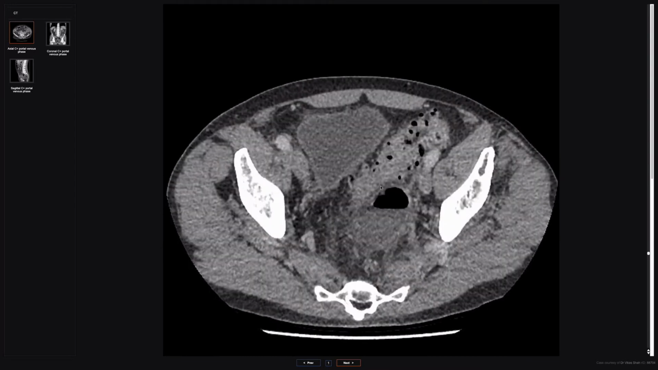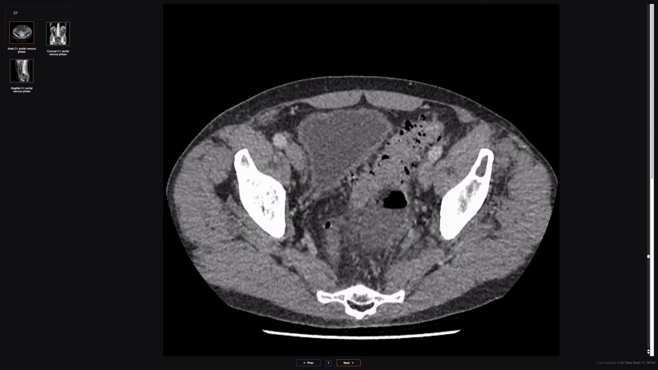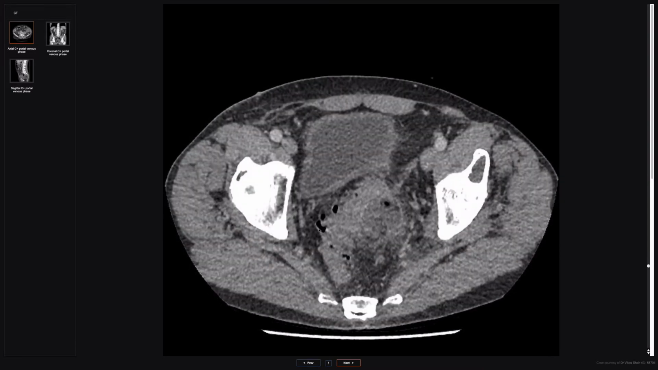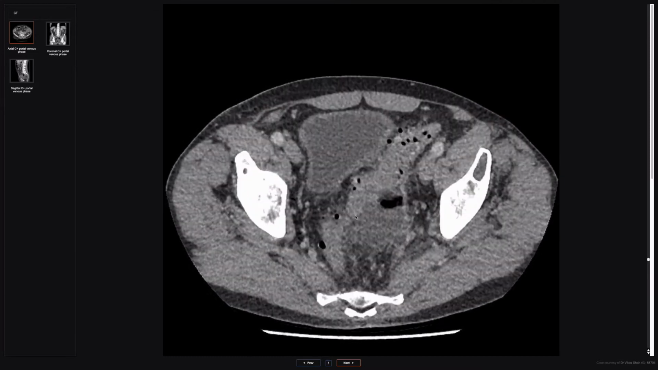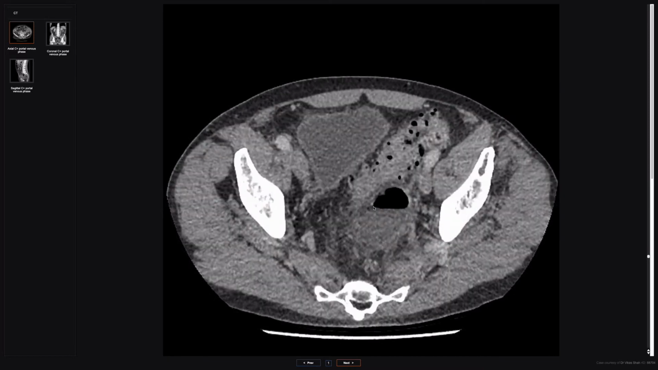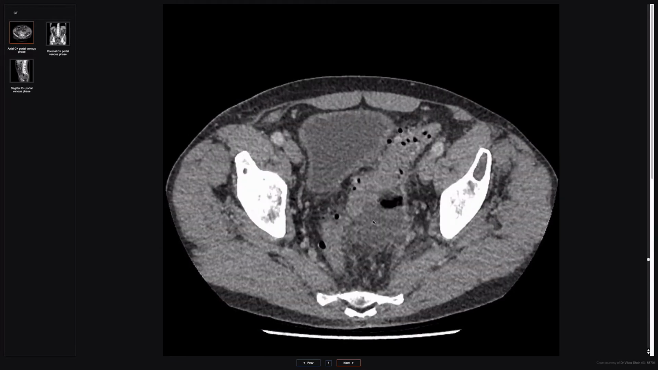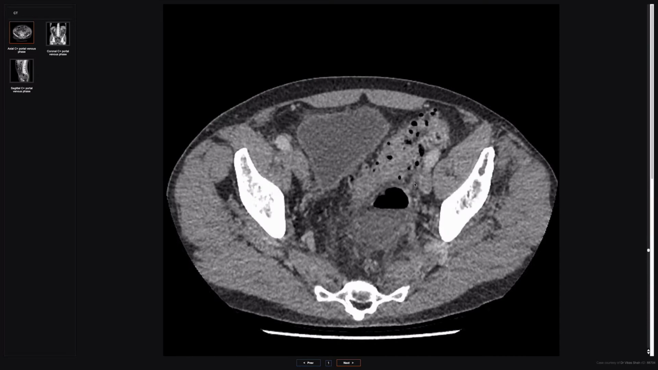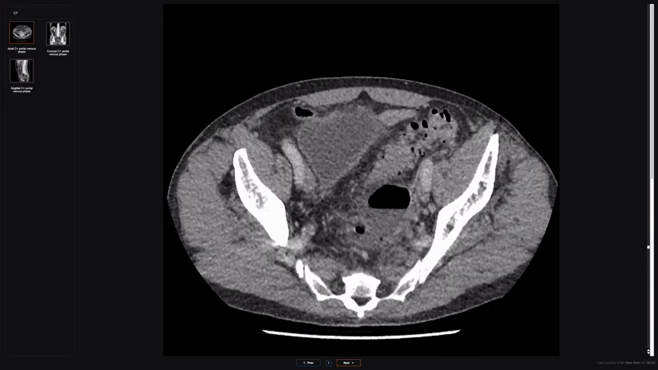marked sigmoid diverticular disease. Okay, so all of these gas bubbles here, these are diverticular, arising from the surface of the sigmoid colon. And then at the back here, this is a gas and fluid containing collection. Okay, so as a result of a perforation of sigmoid diverticulitis. There's also fat stranding in this region, thickening of the peritoneal planes. So this is acute sigmoid diverticulitis complicated by perforation.